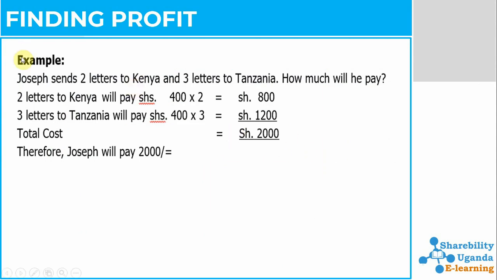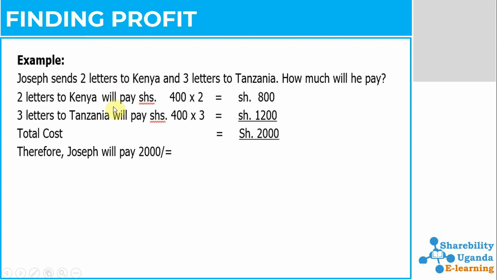Now we can look at our example here where they are saying Joseph sends 2 letters to Kenya and 3 letters to Tanzania. He's sending how many letters? Two letters to Kenya, 3 letters to Tanzania. Then a question which comes out. Remember, we have understood that these letters are sent to different destinations. So we can see here we have Kenya, which is a destination. We have Tanzania, which is also a destination. Then they're asking how much will he pay?